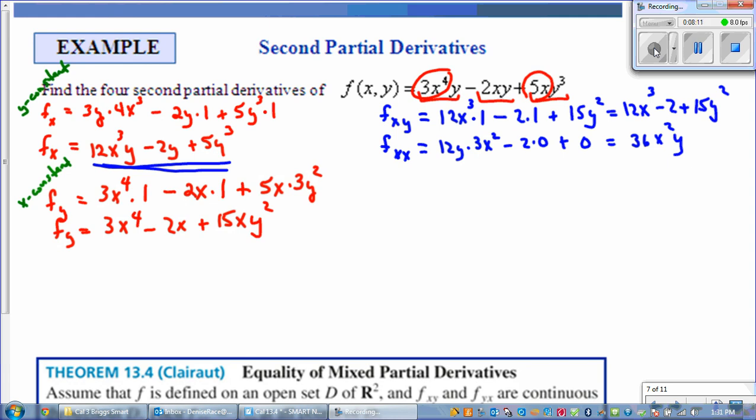Now, let's find the partial of f with respect to y again. So we're taking the derivative of this with respect to y. X is a constant. So the derivative of 3x to the fourth is 0. The derivative of minus 2x is 0. The derivative of this, x is a constant, so I'll have 15x times the derivative of y squared is 2y.